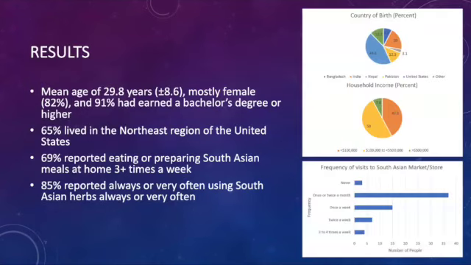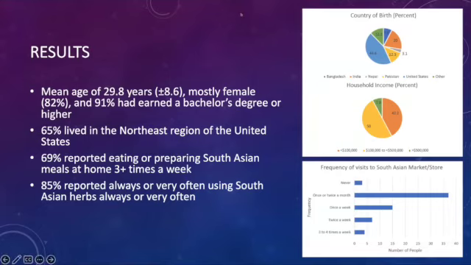All right, so the results. The average age was 29.8 years, plus or minus 8.6. Mostly female, and 91% had a bachelor's degree or higher. 65% lived in the Northeast region of the United States. 69% reported eating South Asian meals at home at least 3 times a week, if not more, and 85% reported always or very often using South Asian herbs and spices.